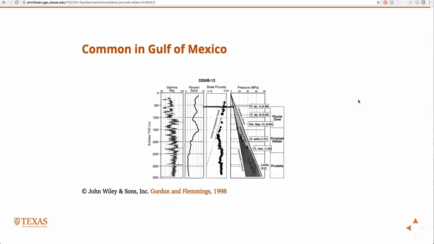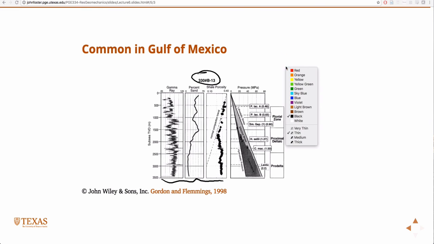And so I think we already looked at some data from the Gulf of Mexico, but this is certainly a place where this occurs. So this is a real well. This is data from a real well in the Gulf of Mexico. And here's the gamma ray logs and everything. But the important thing to notice is that here's your hydrostatic line. And these are the pore pressures. So the pore pressure increases. This is lithostatic. And so then you have this overpressure region.